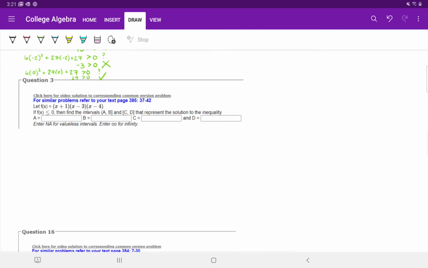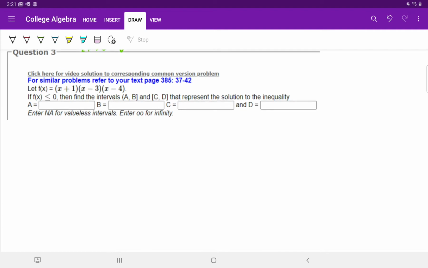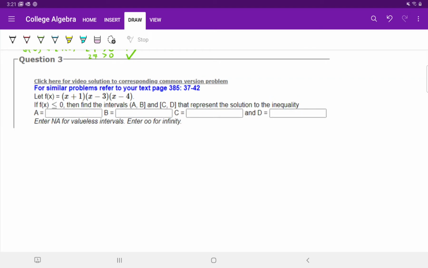Question number 3 is very similar to question number 2, but this one's already factored for us, so that's going to make our jobs a little bit easier. So we start off with f of x equals x plus 1 times x minus 3 times x minus 4, and we want to know where this is less than or equal to 0.